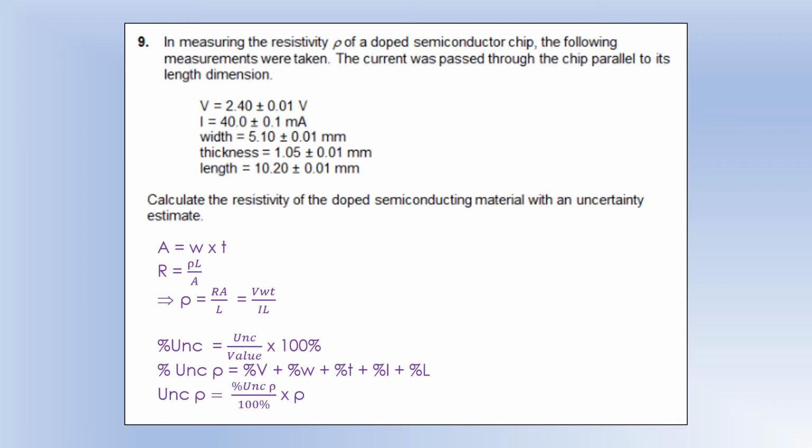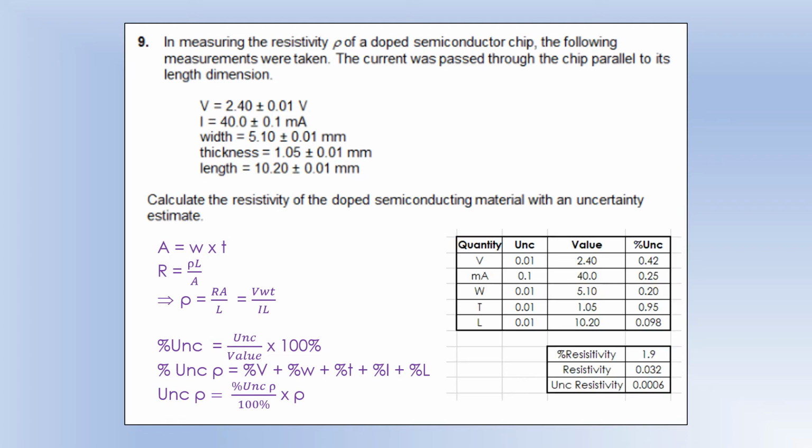And then once we've done that, we can calculate the percentage uncertainty in the resistivity, which we can then convert back into uncertainty using the expression. So those are the 3 stages I'm going to go through. I stuck these into a spreadsheet to do the calculations for me.